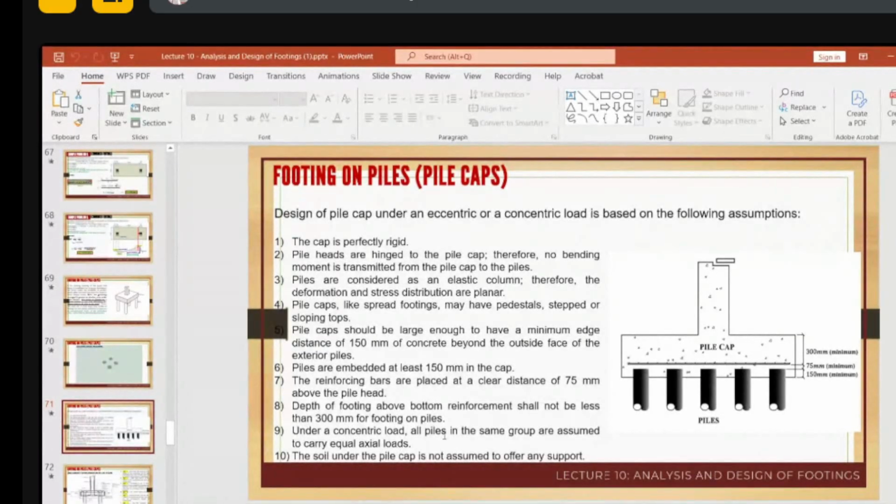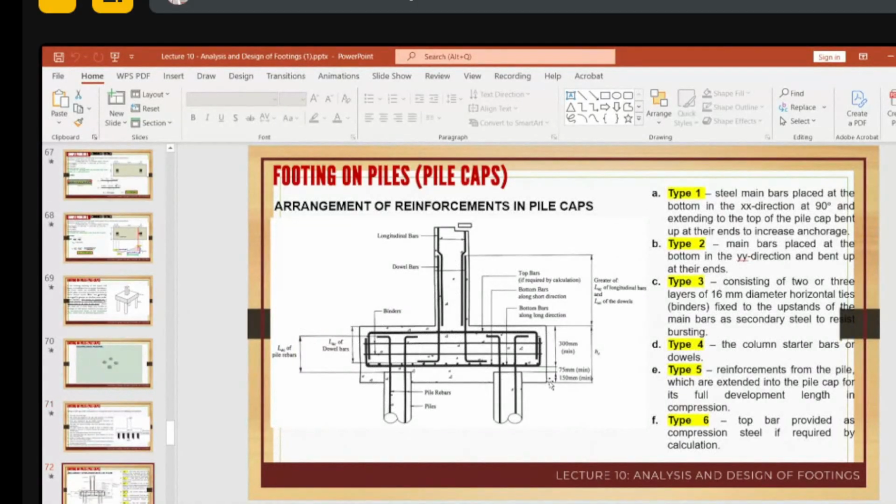Under concentric load, all piles in the same group are assumed to carry equal axial loads. So all piles share equally; if there are five of them, whatever load is transmitted here, just divide by 5. So the soil under the pile is not assumed to offer any support. So those are the simple assumptions in the design of footing on piles.